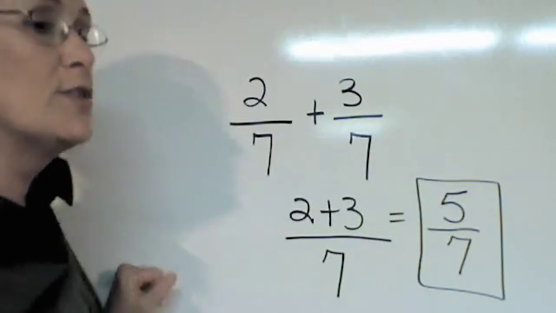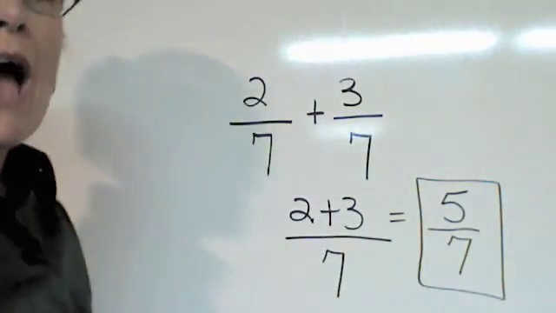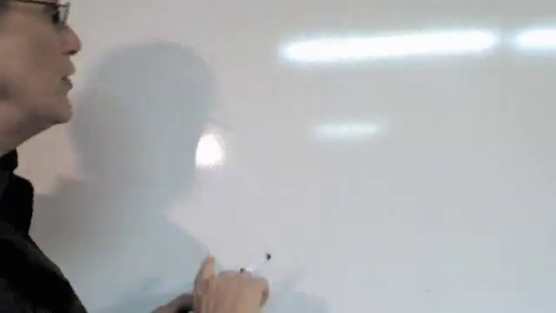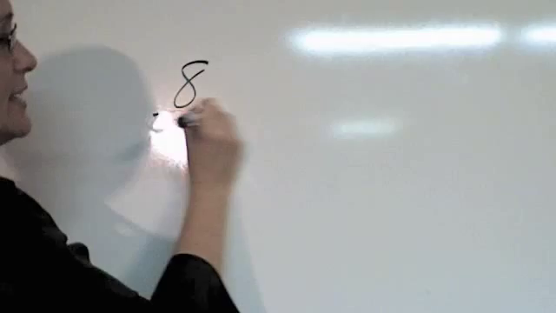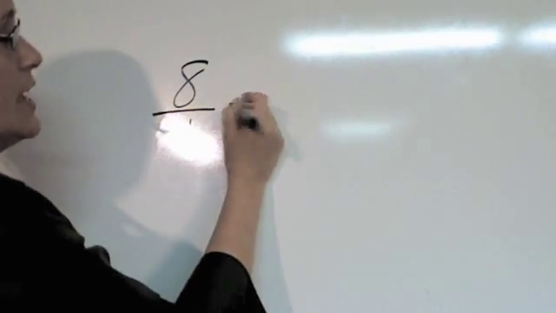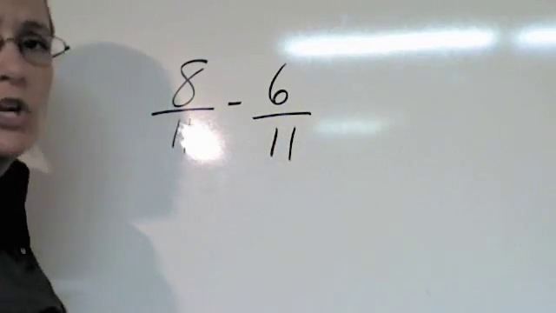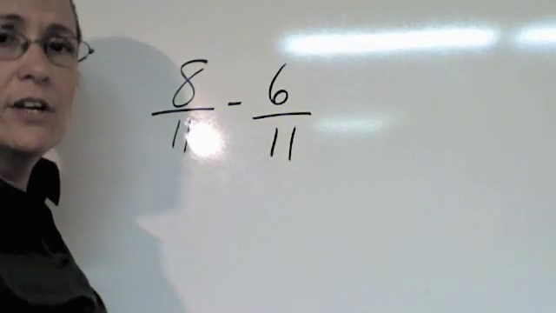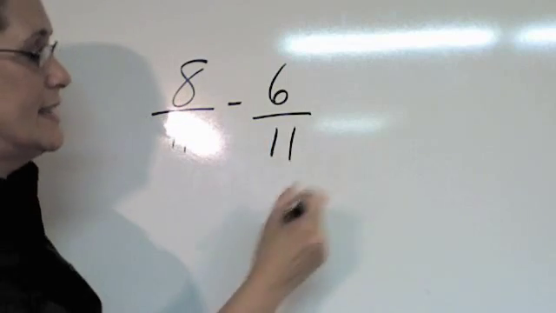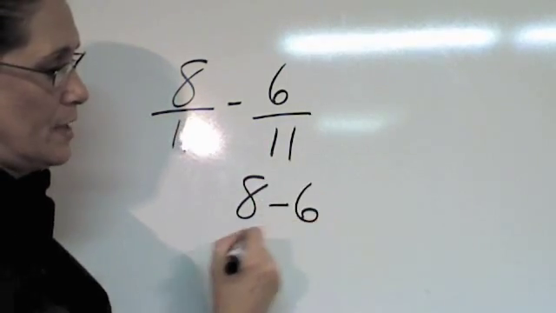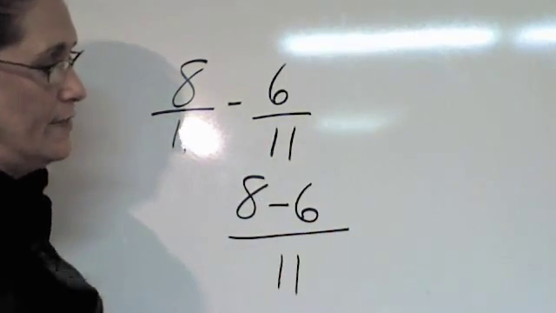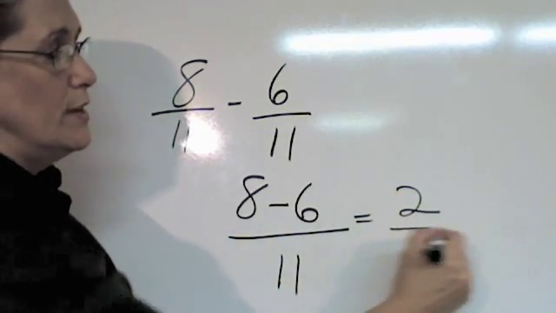The same would go for subtraction. If you are subtracting fractions, you will need to have a common denominator. If you have 8/11 and you take away 6/11, you already have a common denominator. So you take the 8 minus 6, you put it all over 11, and you get 2/11.